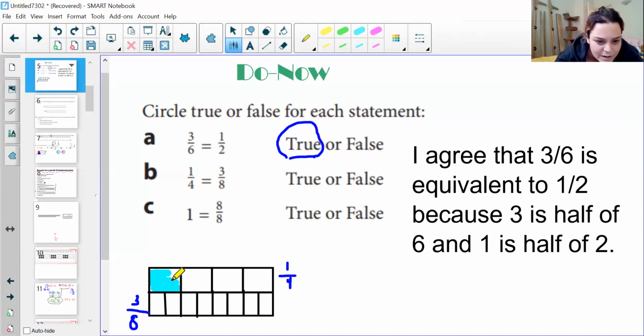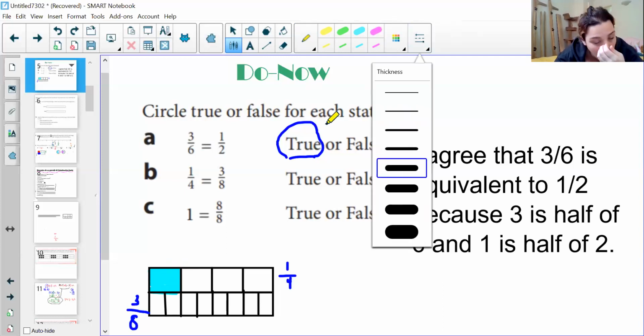This is 1/4 shaded. And now I'm gonna do 3/8. Okay, I'm gonna pick a different color. Same idea, 3/8. I know I have to shade 3 parts out of the 8.